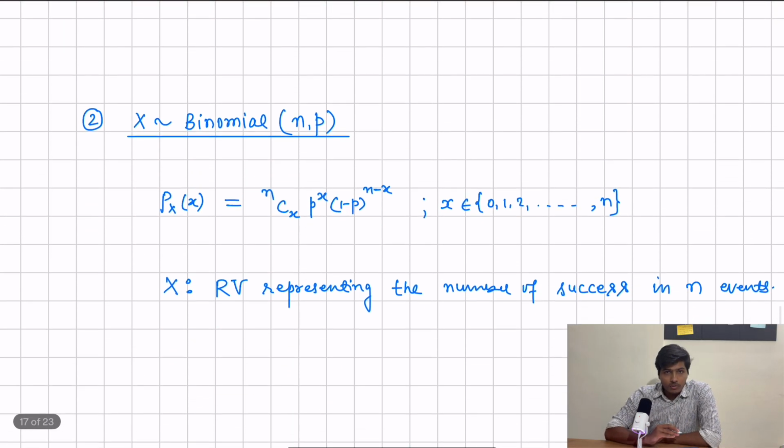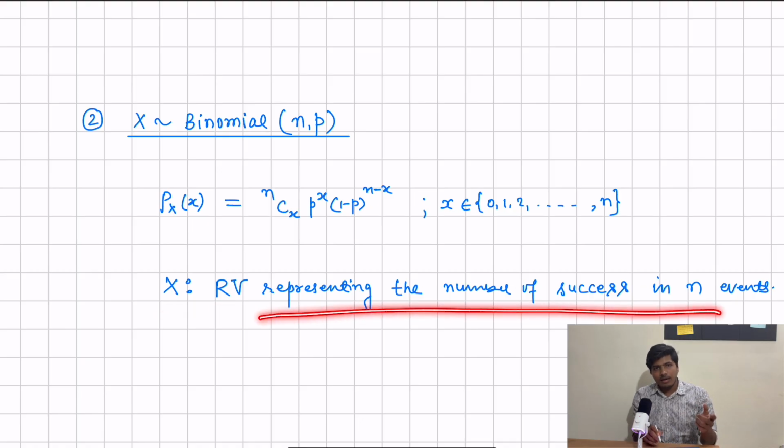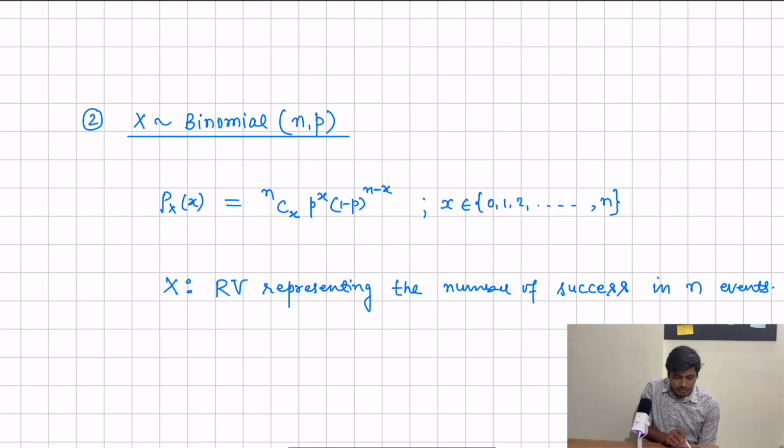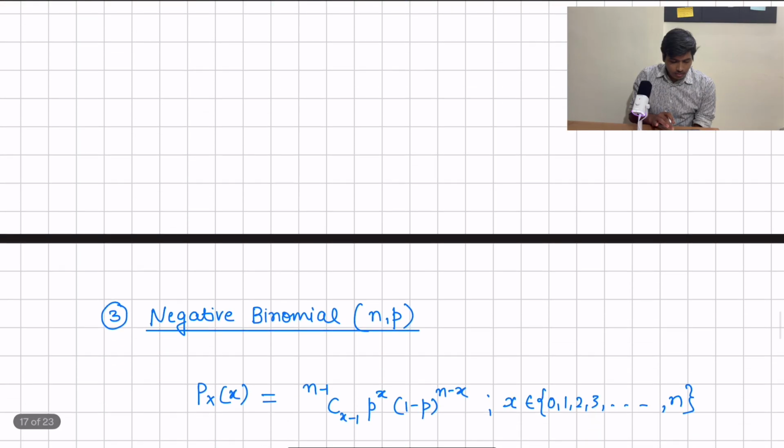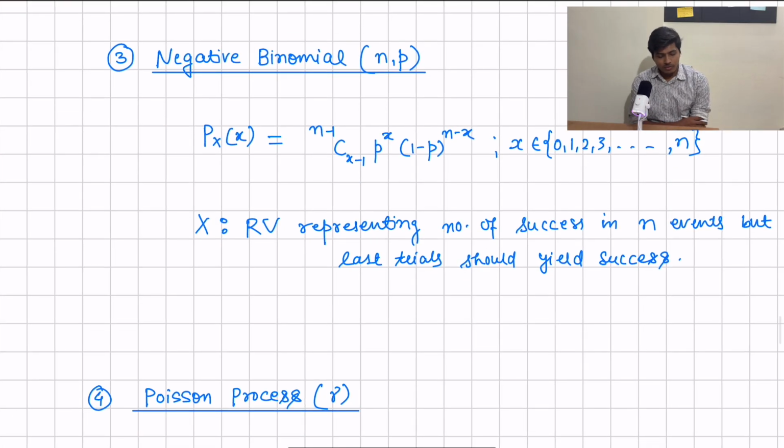Second is the binomial distribution. In the binomial distribution, let's say x is a random variable representing the number of successes in an event. So the PMF of x is equal to nCx p raised to x times (1 minus p) raised to n minus x, where x belongs to any non-negative integer like 0, 1, 2, 3 up to n. Now come to the third, which is negative binomial.